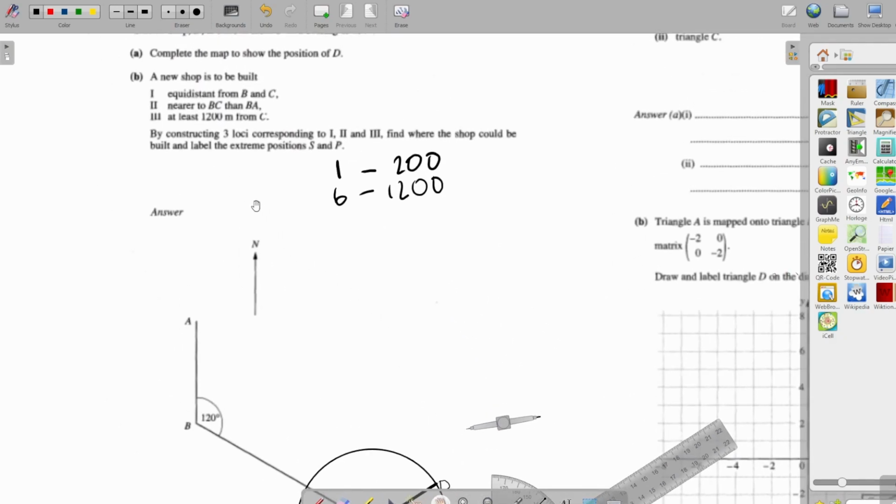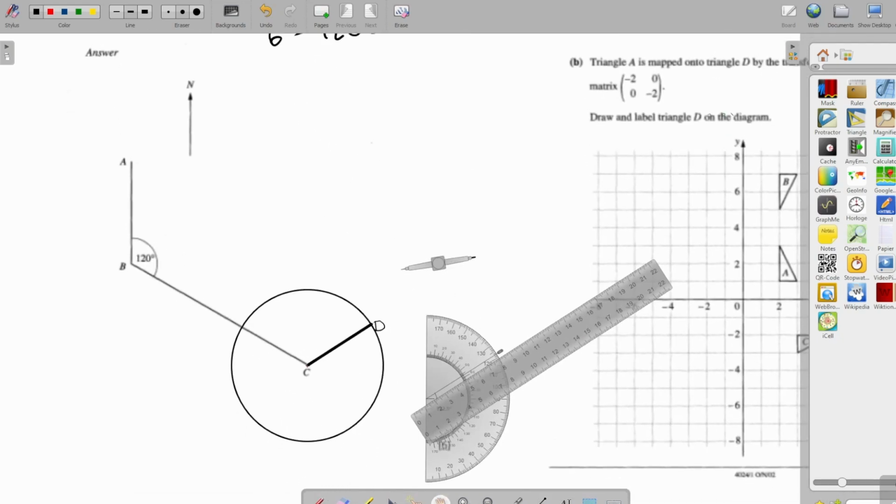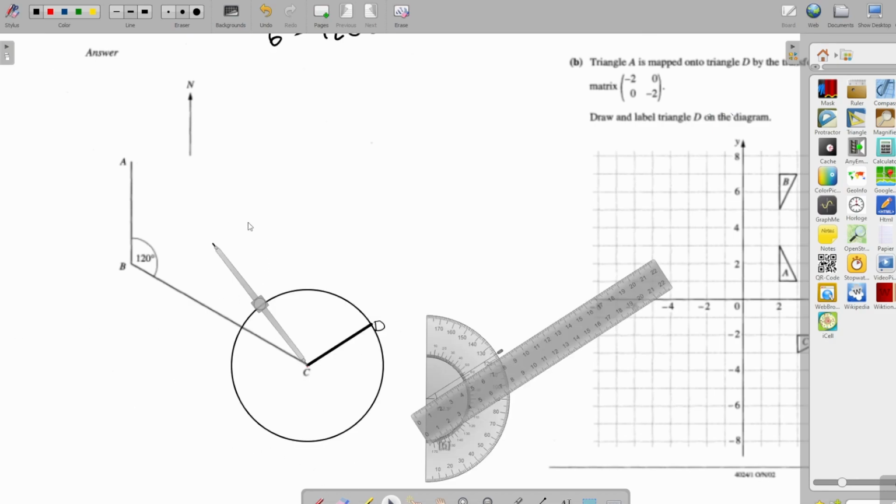All right, the next thing we need to do is find the region equidistant from B and C. To get that, we just need to find the perpendicular bisector of B and C. And to find the perpendicular bisector, first we'll need a compass. We need to extend it at least a little bit more than half, and then we'll draw this indicator.